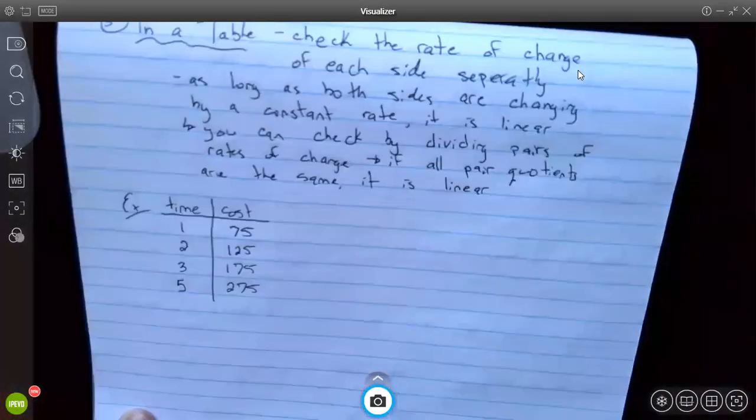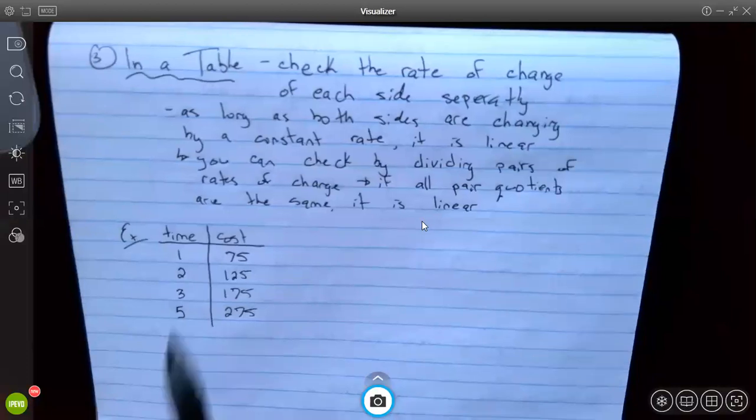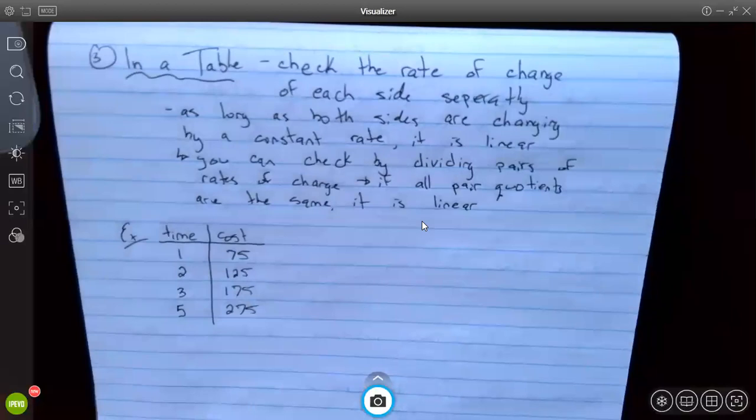And then you're also going to have to be able to identify whether or not you have a linear relation when given a table. So what we're going to do in that case is we are going to check the rate of change of each side of the table individually. As long as both sides are changing by a constant rate, then it will be linear. And you can check that by dividing pairs of rates. If all the quotients are the same, it is linear. So I'll show you an example of what that actually means.